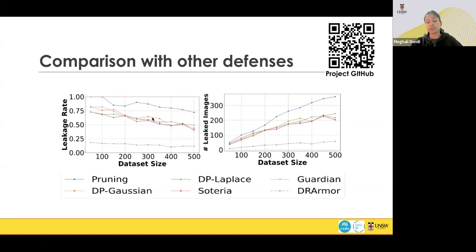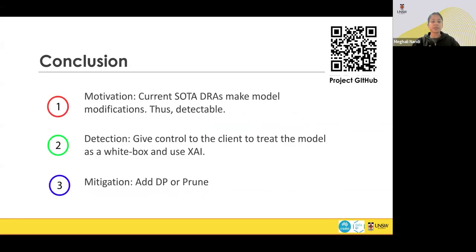The rest of the defenses were trying to get a privacy-utility trade-off in their systems. But here we do not care about that. We have already identified the malicious layers, and then we have done the defense. So that's the reason.